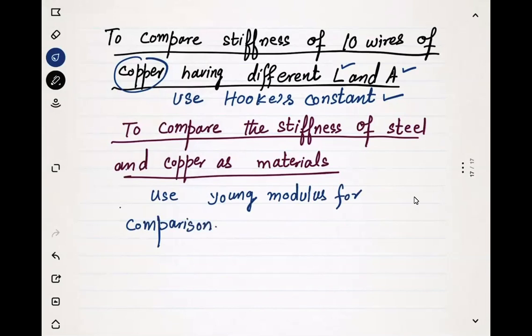So if you want to compare the stiffness of different wires made of same material, or you want to see the effect of length and area, use Hooke's constant. Yet if you want to see purely the effect of the material only, then you have to use the Young modulus. The Young modulus is independent of length and area and shape and size. It only and only depends on the material.